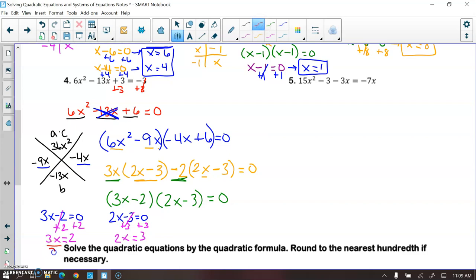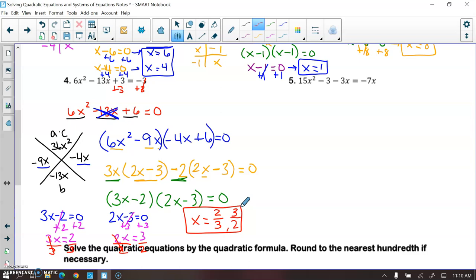And then going back to my first one, I now need to divide by 3 on both sides, and I get x is equal to 2/3. And in my second one, I divide by 2 on both sides. I get x is equal to 3/2. So those are your answers for number 4.